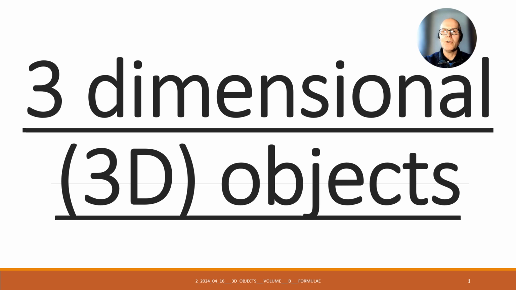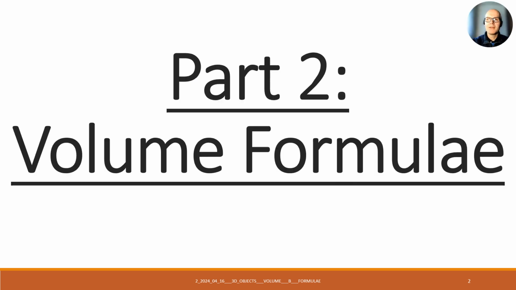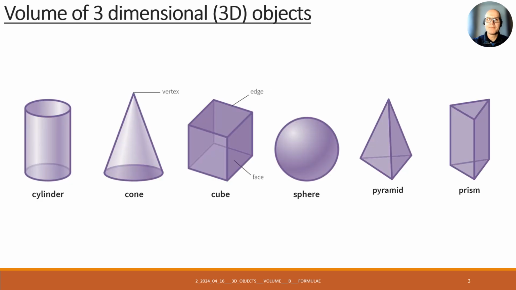Today I'm going to continue on with my presentations on three-dimensional objects. This is going to be part 2 and it's going to be volume formulae. Here's a reminder of some 3D objects: a cylinder, cone, cube, sphere, pyramid and prism.